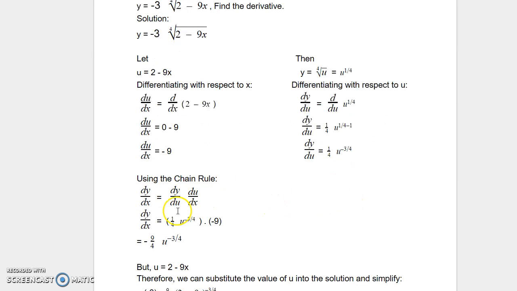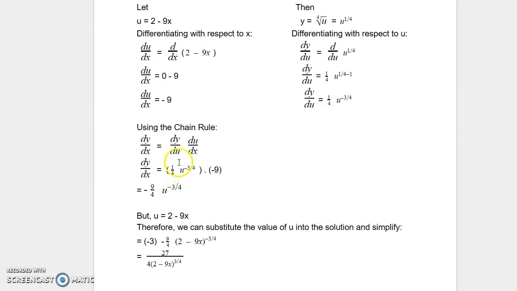So now we can use the chain rule. The chain rule states that dy by dx is equal to dy by du times du by dx. dy by du is this and du by dx is this. So when we apply the chain rule, we can write dy by du as 1/4 u to the power of negative 3/4 times du by dx, which is negative 9. When we combine this, 1/4 times negative 9 is negative 9/4, times u to the power of negative 3 over 4.